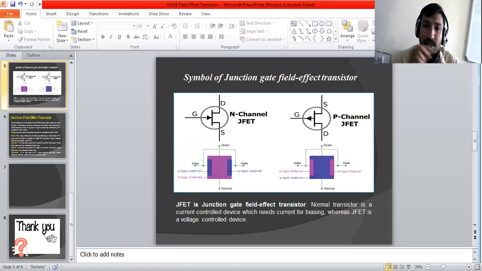My screen is visible to all guys. Okay, I use a spotlight, so you are habituated to that. Okay, so this is the symbol of what? JFET N channel. And this is a P channel.